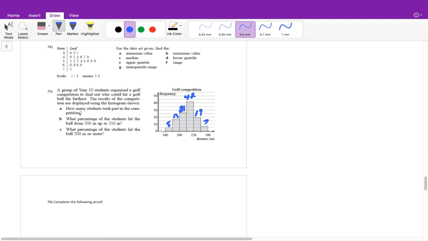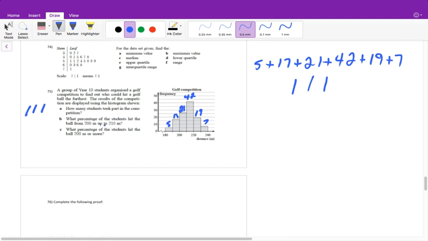In order for us to find how many students took part in the competition, we need to add all these together. 5 plus 17 plus 21 plus 42 plus 19 plus 7 is equal to 111. So there's approximately 111 students.